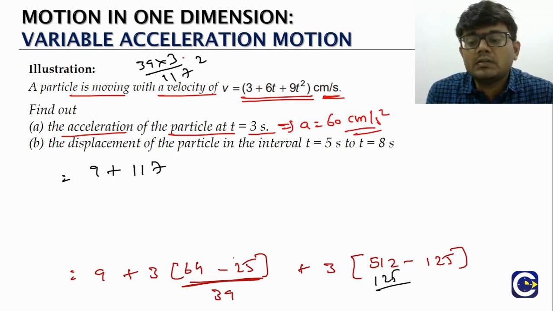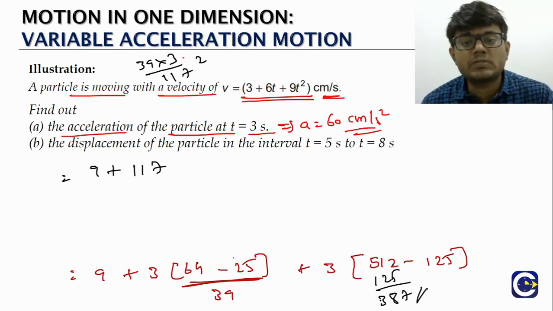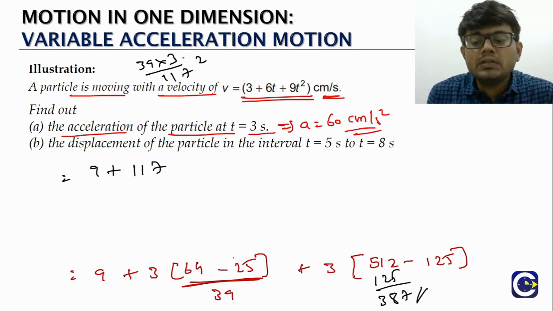From 7 will come, and then here it will be 8. Then there will be 3. So 387. 387 plus 125 will be what? 512. Okay, so 3 is there.